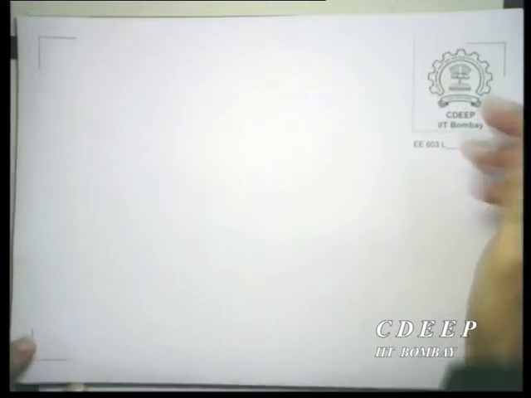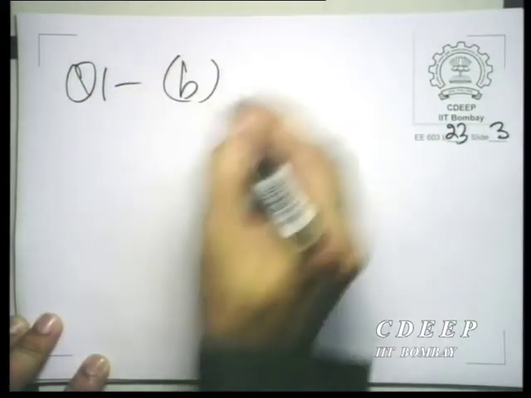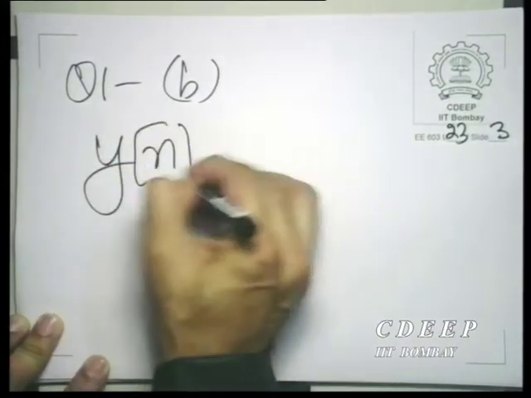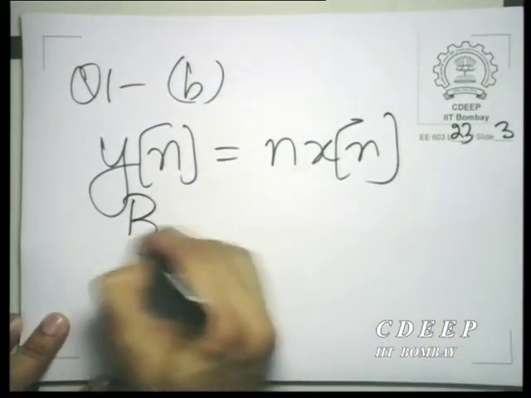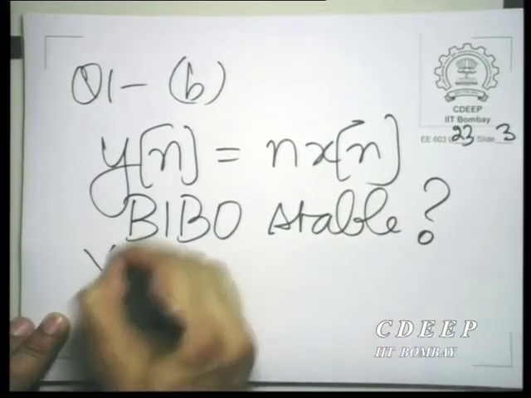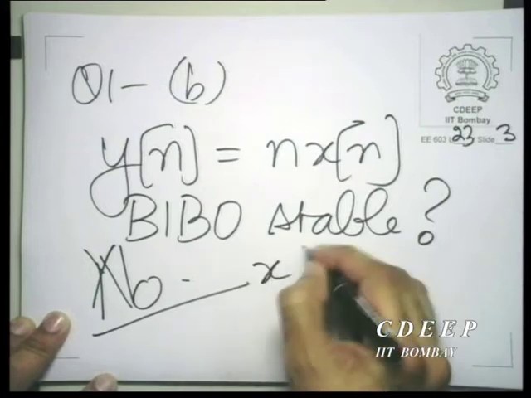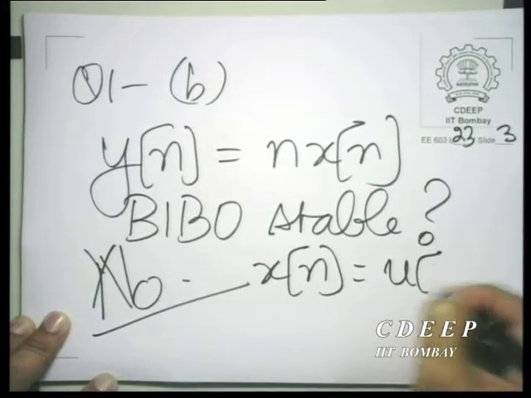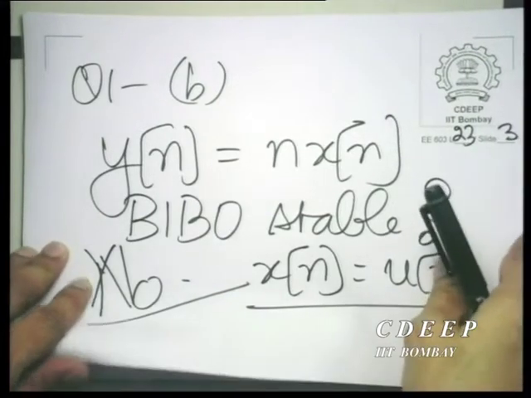Question 1, part B, asked whether y[n] equal to n times x[n] is a bounded input, bounded output stable system. And the answer is no. That is because you could give a counter example by taking x[n] equal to u[n]. This is bounded, but the output is clearly unbounded. So, you have a bounded input with an unbounded output, and that serves as a counter example.